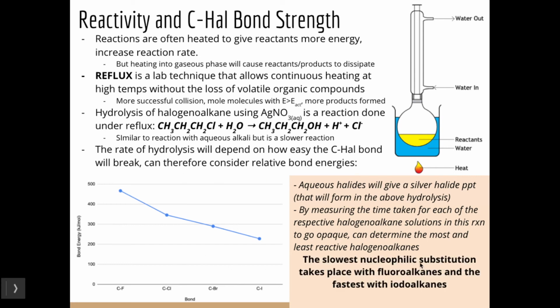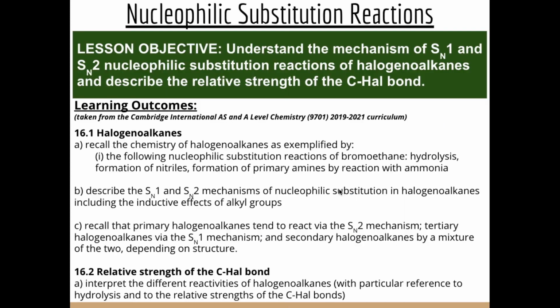The slowest nucleophilic substitution takes place with fluoroalkanes. That's because they have the strongest bond, so it's going to take more time to break that. The fastest is with the iodoalkane because they have the weakest bond, and then everything in between. So we can see reactivity, how that relates to our carbon-halogen bond strength. And with that last little bit, we have concluded our halogen derivative topic.